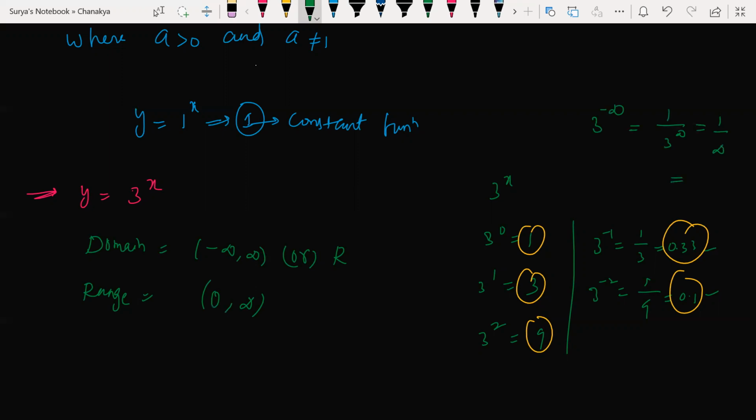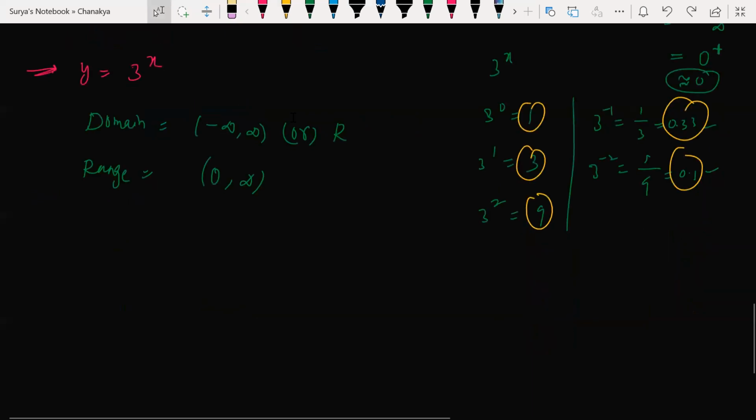1 divided by a big number. It's going to be 0. You cannot say exactly 0, but it is going to be slightly greater than 0. I would denote that as 0 plus. It is similar to 0, but not exactly 0. So my output is never going to be exactly 0. That is why I'm not including 0 here. That is how the range of this exponential function is going to be. Domain and range of any exponential function are going to be the same.